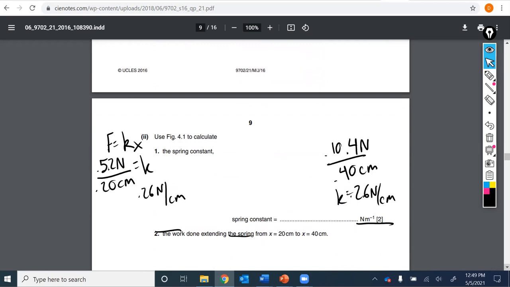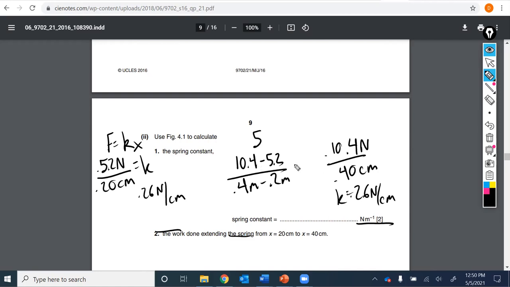Now we want to calculate the spring constant. Well, we've already done that. But note that they have newtons per meter here, not newtons per centimeter. So the better way to do this would be to take y2 minus y1 over x2 minus x1, the slope of that line using two different points.